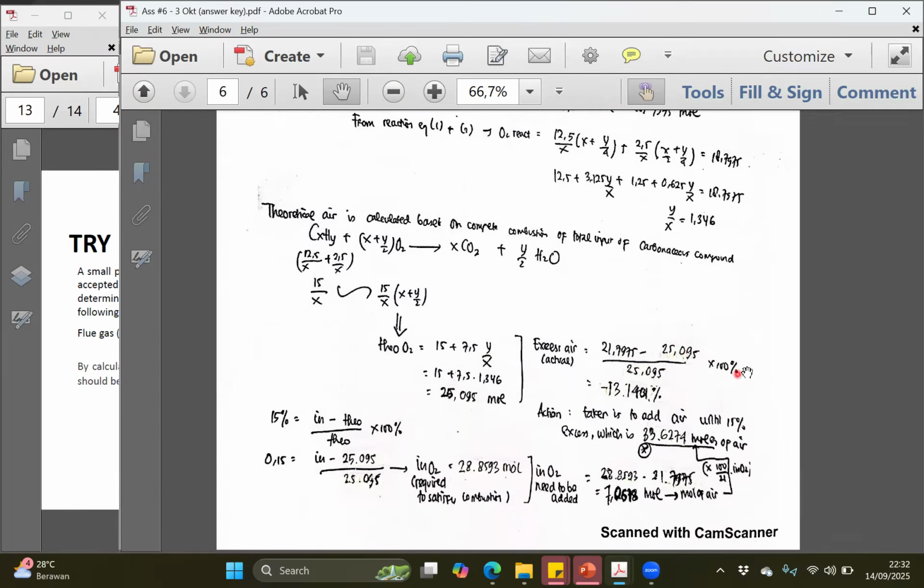I put all of them in, and I get that the actual air is definitely insufficient. Why? Because when you put this in, it becomes negative, so it's not excess. It doesn't even reach the theoretical one.